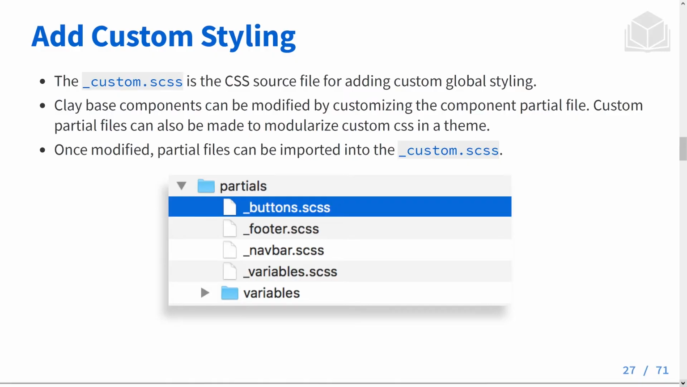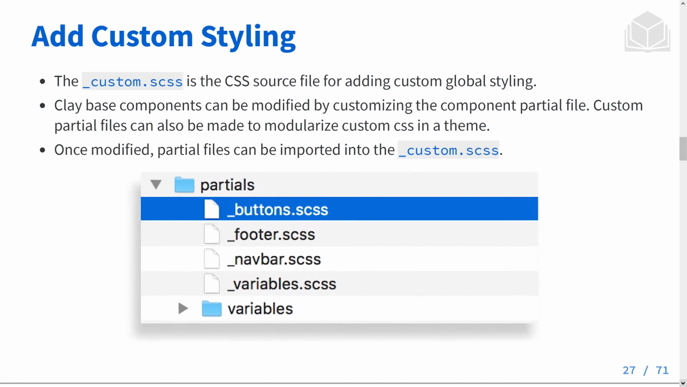Now, when we're adding custom styling to our platform, our main point of origin is going to be that custom.scss file for all of our global styling. The Clay base components can be modified by customizing the component partial file, and custom partial files can also be made to modularize custom CSS in a theme. Once modified, all of these partial files can be imported into that custom.scss file.